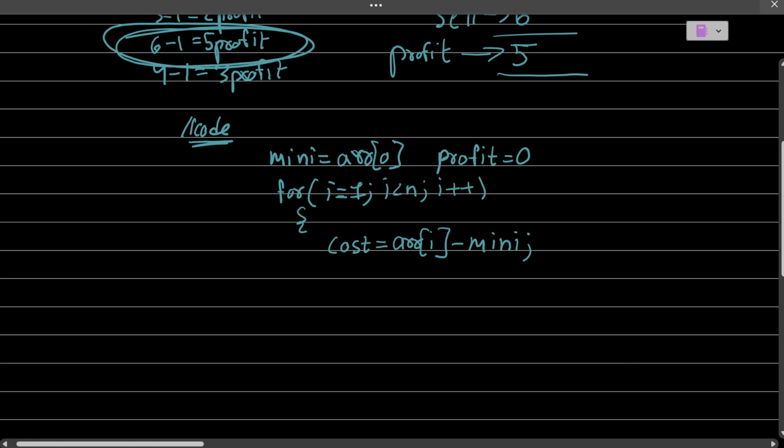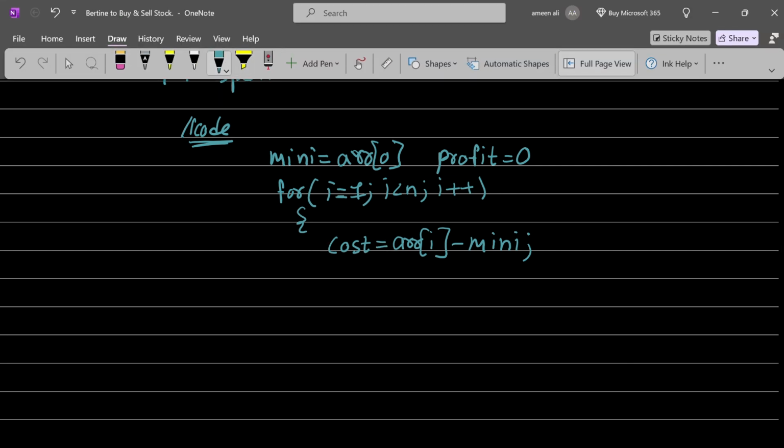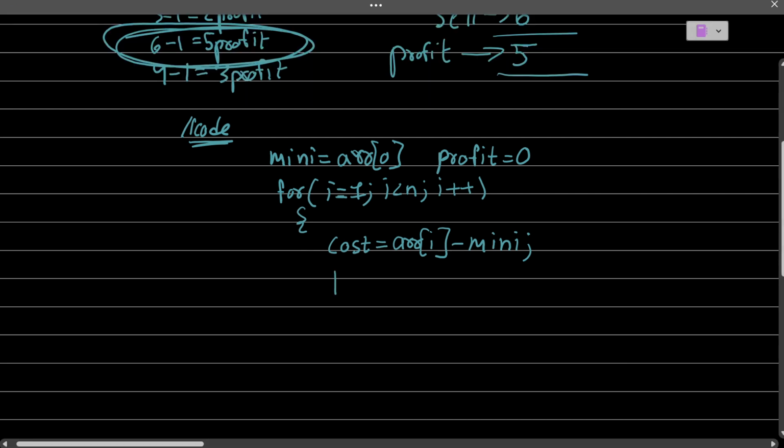Okay. So now we need to find the profit. Then I say profit is equal to Math.max. I need the maximum. The profit needs to be maximum, right? For that we say maximum of profit and cost.